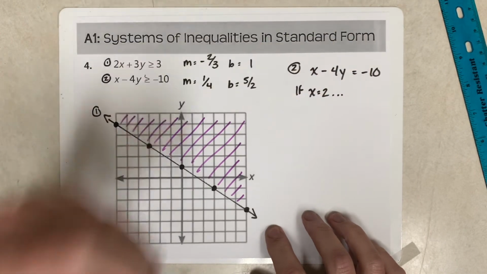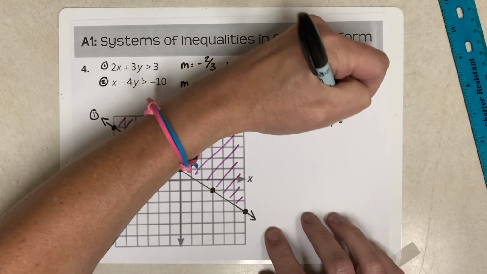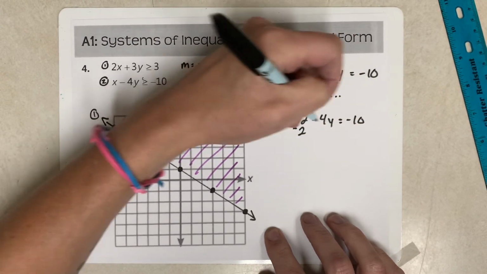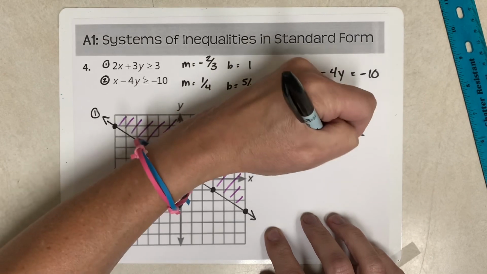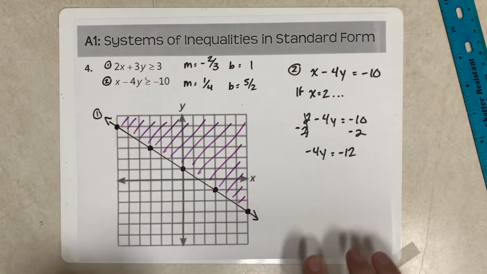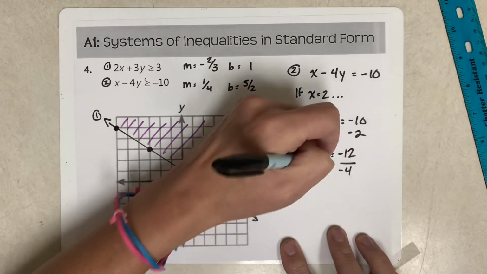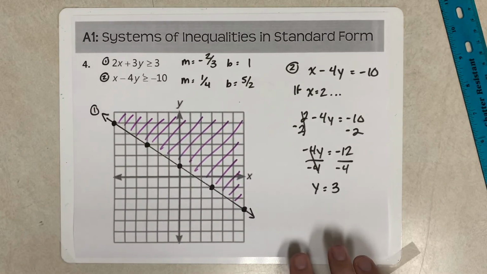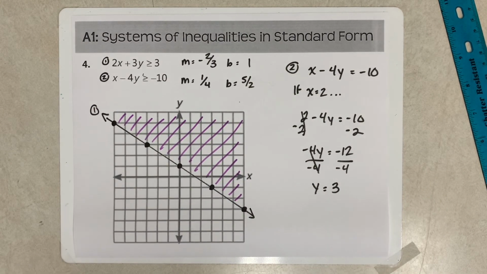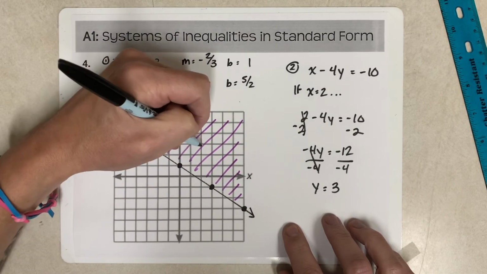So if x is equal to 2, here's what y is going to be. 2 minus 4y equals -10, minus 2, minus 2. So -4y equals -12. Ooh, this looks good. Divide by -4, divide by -4. So therefore y is going to be equal to 3. So it kind of lucked out that the point 2, 3 is on this boundary line for number 2. The 2, 3 is on there.